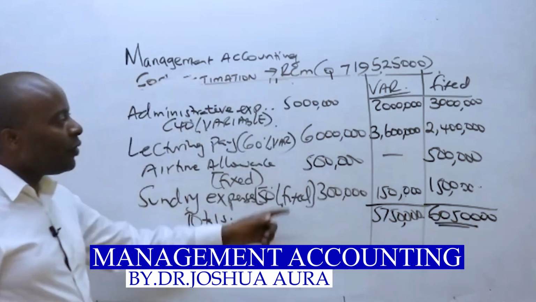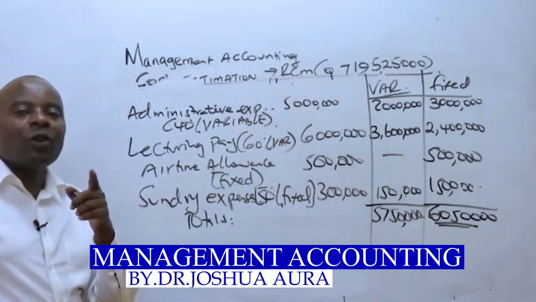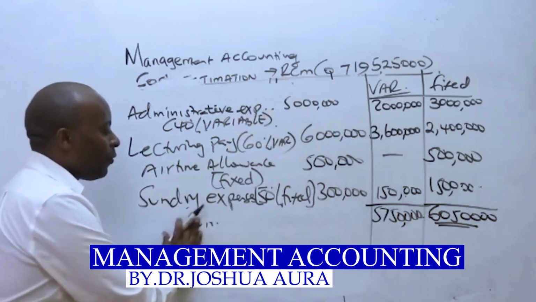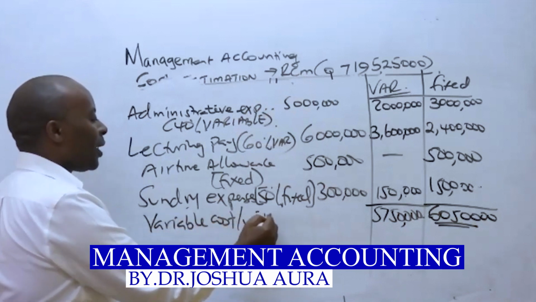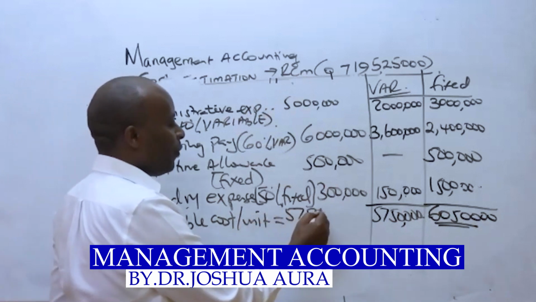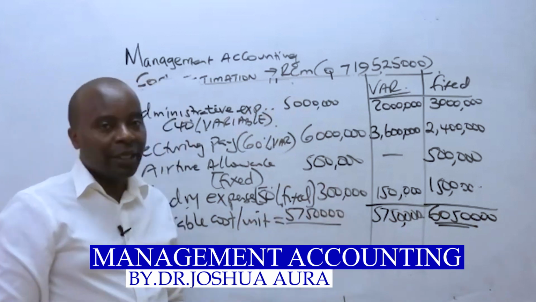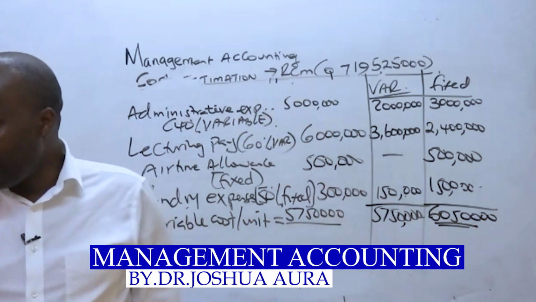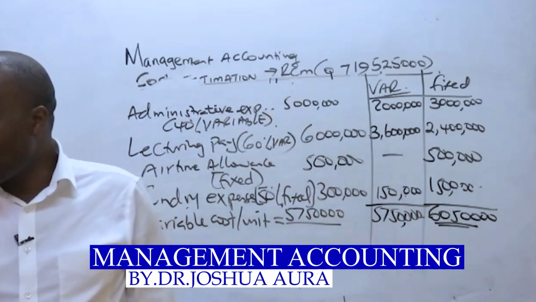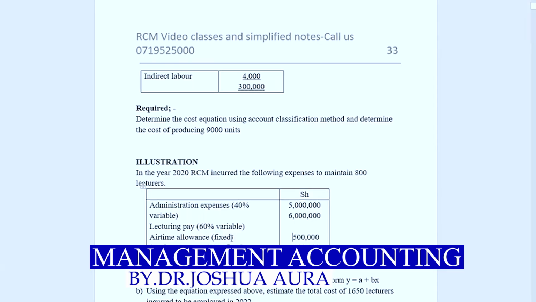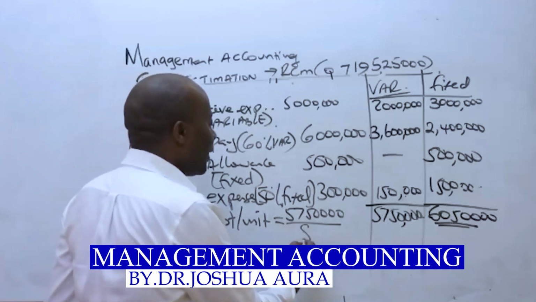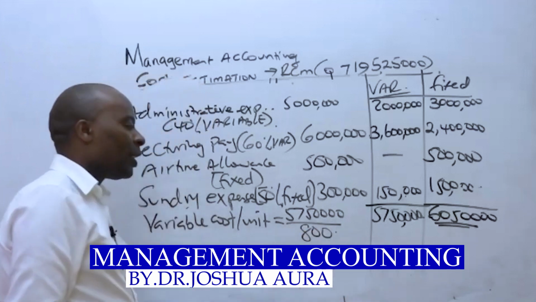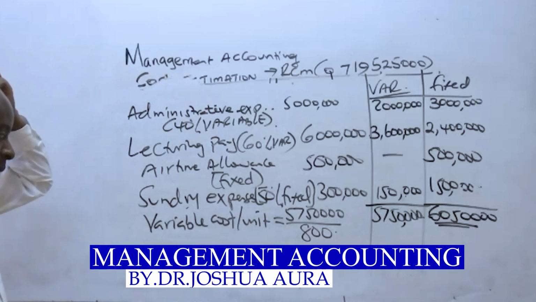Ladies and gentlemen, of course, having gotten the total variable cost, now I know the procedure. The next thing will be for us to ascertain the variable cost per unit. The variable cost is 50,000. You divide this by the number of units involved in the question. We were told that this total expense was for 800 lecturers. So divide this with 800. Could you kindly give me this figure? 5750. So this will be the variable cost per lecturer.